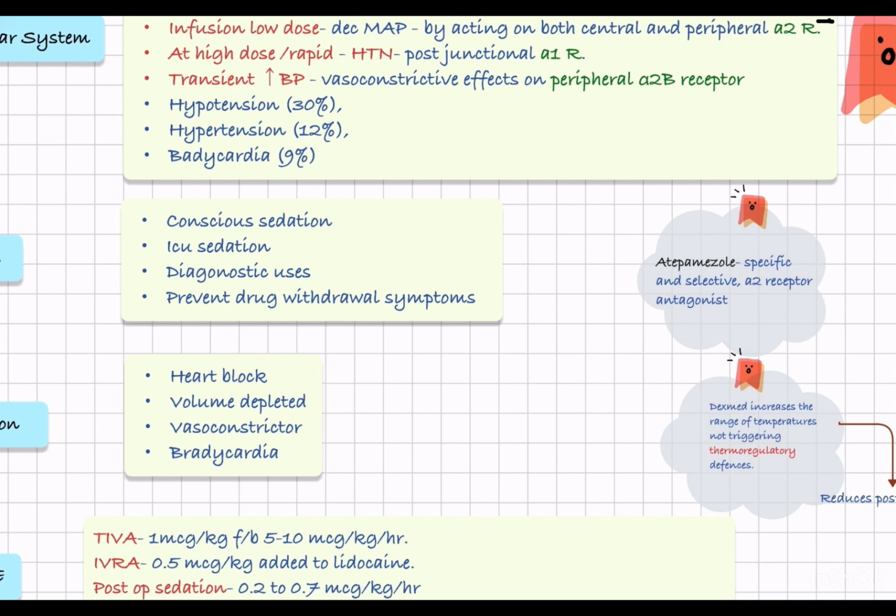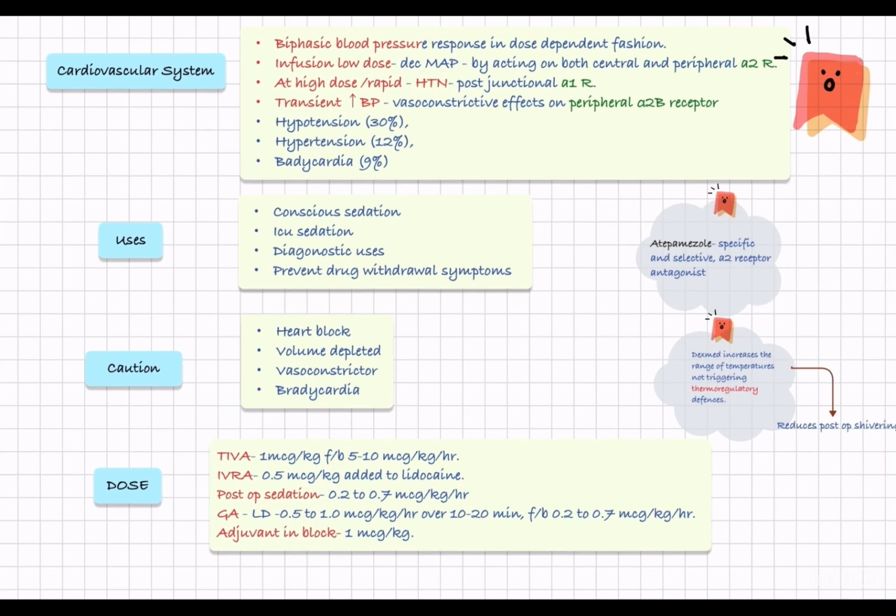And we have a dexmed antidote, that is atipamezole, which is a specific and selective alpha-2 receptor antagonist. Very important part of dexmed. Another important part is it reduces post-op shivering. So it has been used to decrease post-op shivering along with other agents. Coming to dose, it can be used in total IV anesthesia. It can be used in IV regional anesthesia, added to lignocaine.